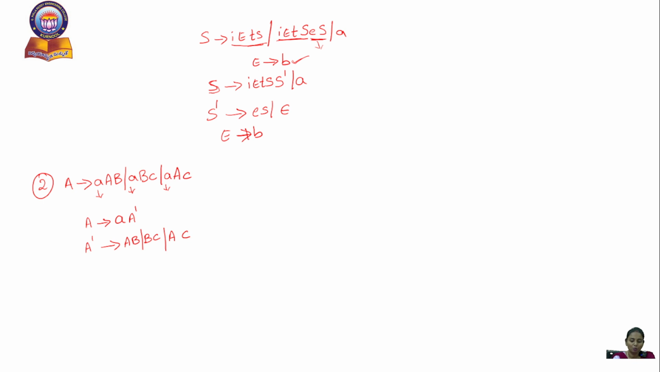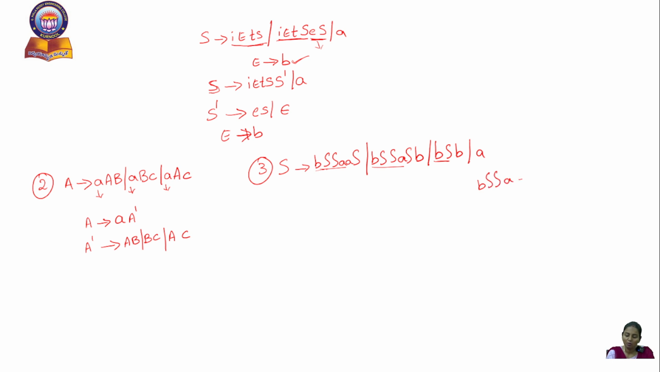Let's consider one more example here. S derives BSSAAS or BSSASB or BSB or A. So now you can consider here that BSSA is common, but in the third production only BS is common. So instead of considering BSSA as the common prefix, you can consider three common prefixes.